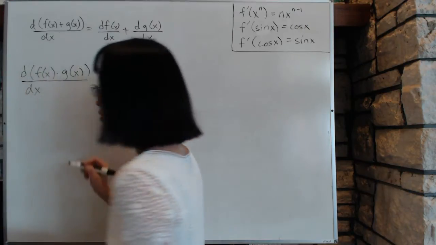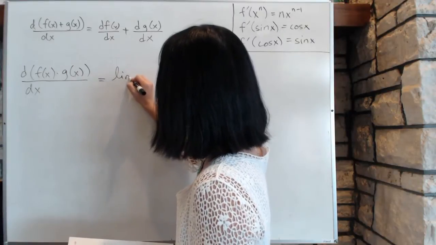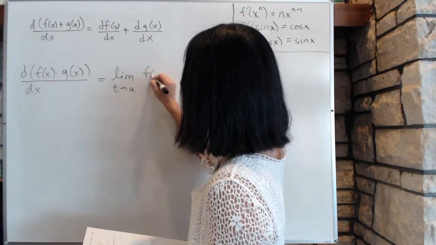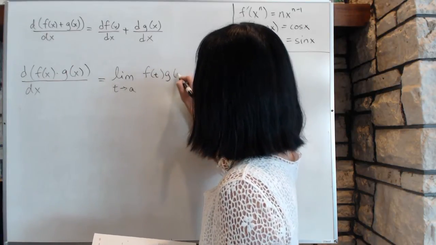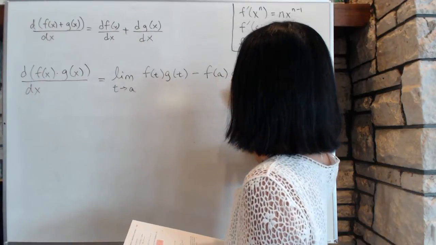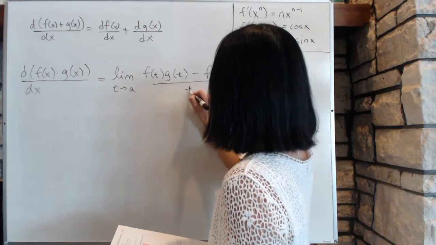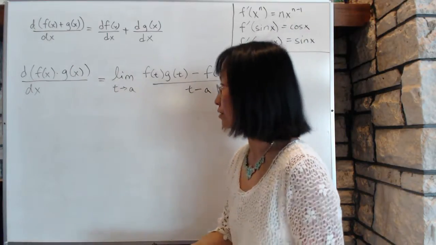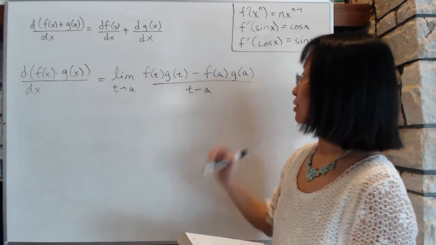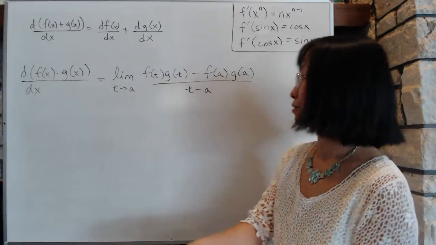To do that, we have to go back to the original definition of the derivative, which is that limit. The limit as t goes to a of f(t)g(t) minus f(a)g(a) over t minus a, and that is the definition of the derivative of anything. You take that function at value t minus the function at value a over t minus a and take the limit as t approaches a.